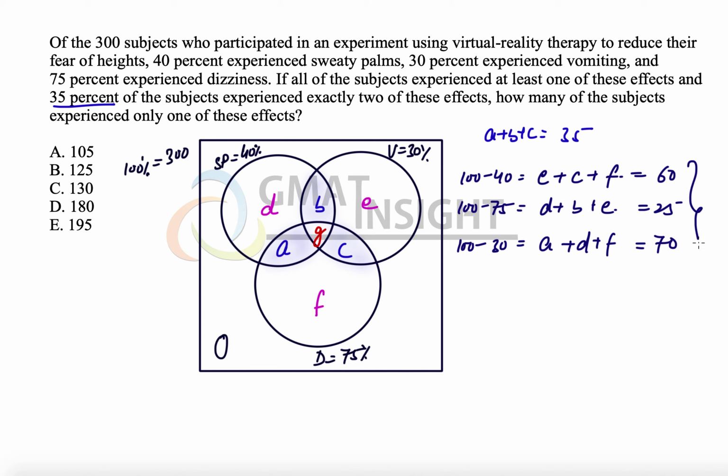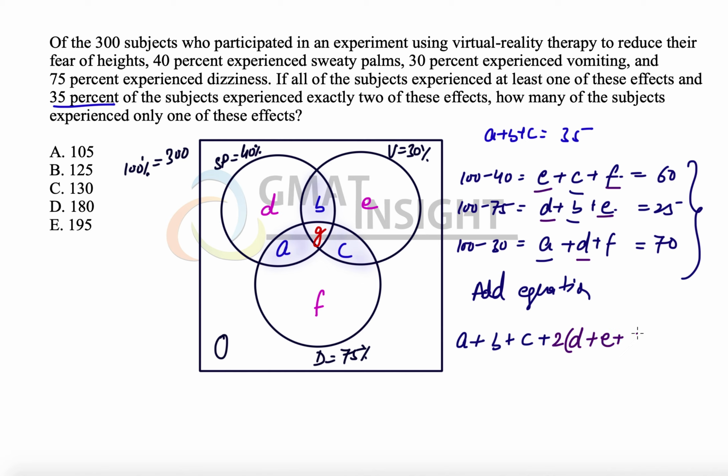Now we have these three equations, and what I am going to do is add the equations. When we add these equations, we get A plus B plus C plus, now you see we have D coming here twice, that means 2 times D, similarly 2 times E and 2 times F, and their sum is equal to 60 plus 25 plus 70, which means 155. And the good thing is we already have the value of A plus B plus C, that means 2 times D plus E plus F will be equal to 155 minus 35, the value of A plus B plus C, which is equal to 120.